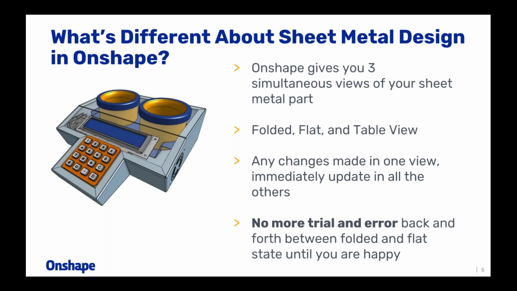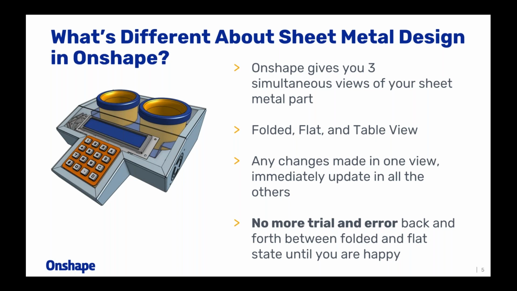Now, this is an example where we've used a cloud architecture to make a core CAD feature, in this case sheet metal, better. So rather than going back and forth between a folded and flat view of your sheet metal parts, you can just have both open at the same time. And if you make a change in one, the other instantly updates.